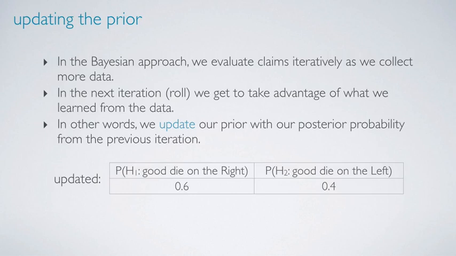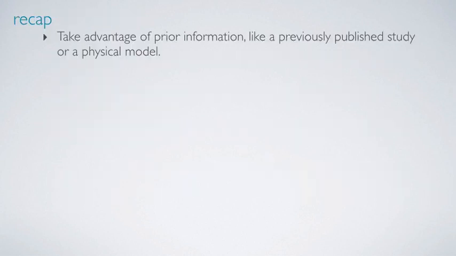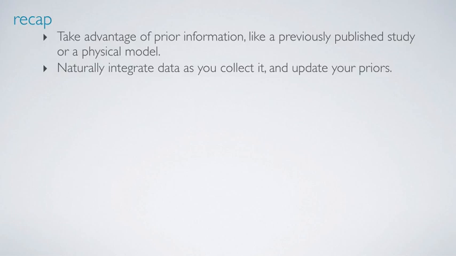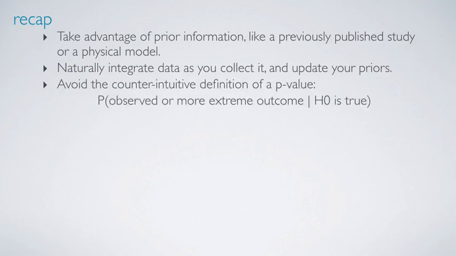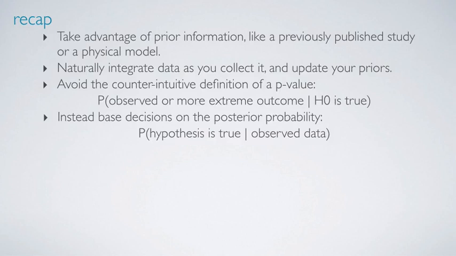So to recap, the Bayesian approach allows us to take advantage of prior information, like a previously published study or a physical model. It also allows us to naturally integrate data as you collect it and update your priors. We also get to avoid the counterintuitive definition of a p-value, the probability of observed or more extreme outcome given the null hypothesis is true, and instead we can base our decisions on the posterior probability, the probability that the hypothesis is true given the observed data.